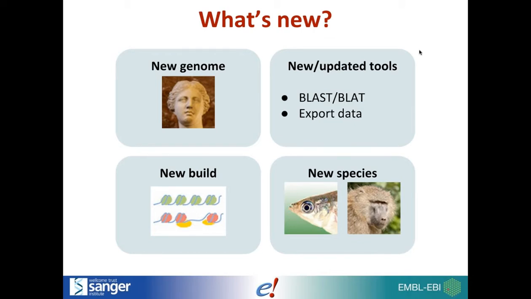So what I want to go over today are some of the new things that we have. We have a new genome for human. We've got some new and updated tools, so we've got a new version of BLAT. We've got new ways to export, particularly sequence data, which are hopefully easier to use. We have a new regulation build, which I'll be talking about, and we also have a couple of new species.